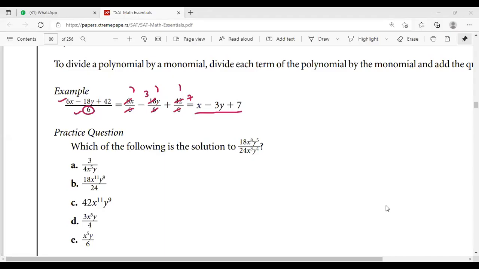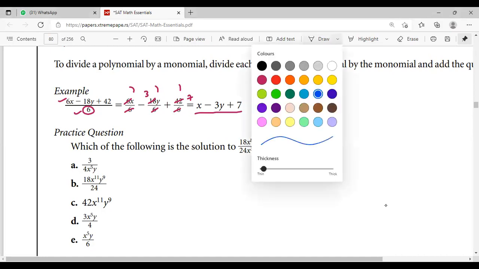Okay. Let me know when you are able to see my screen, right? I can see it. Okay.